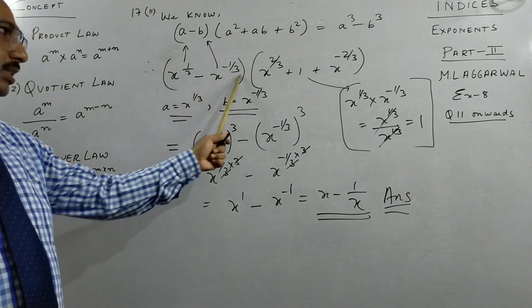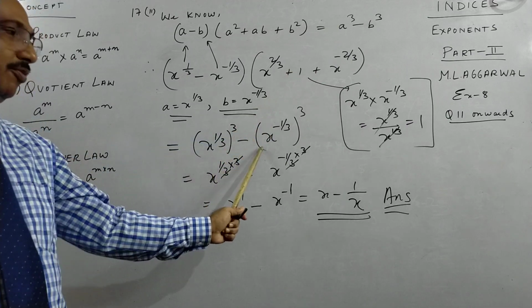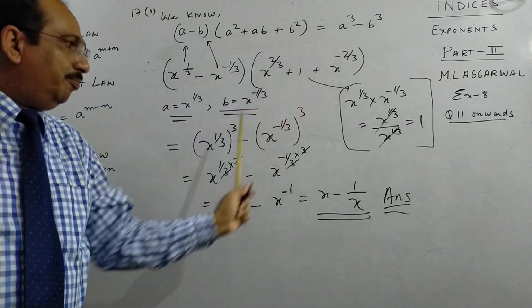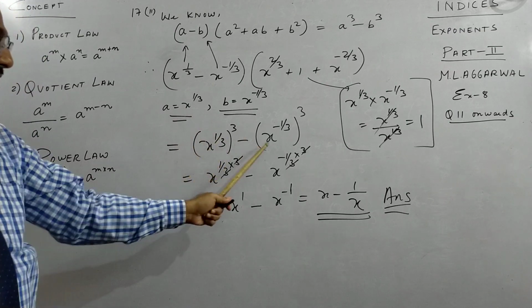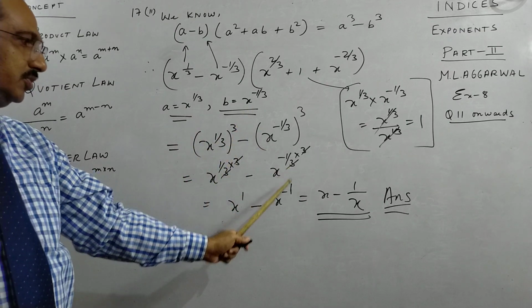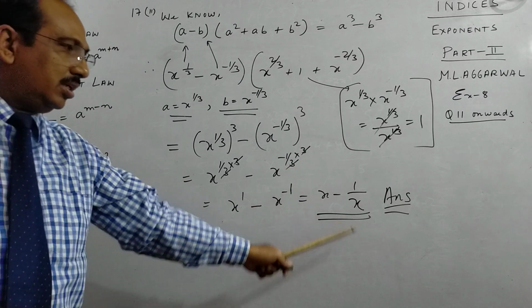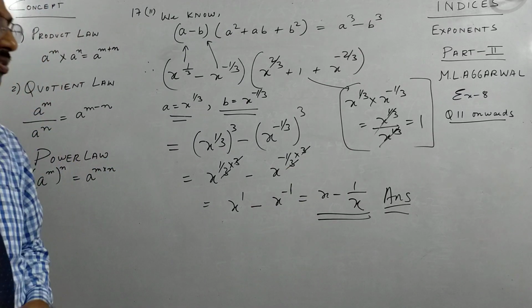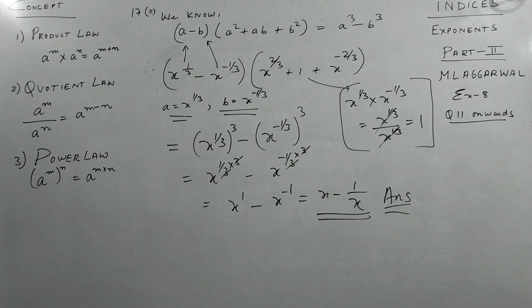Once more, this is nothing but the expanded form of a cube minus b cube, where this is a and this is b. We cube both, we get this minus 1, it goes down and becomes plus 1. So please copy and practice.